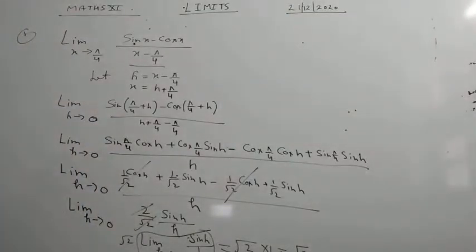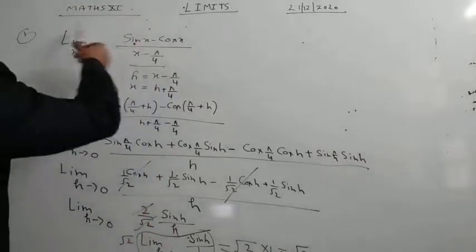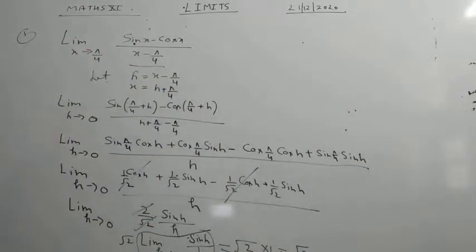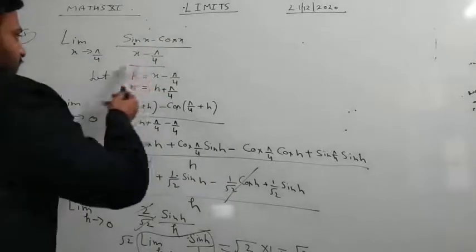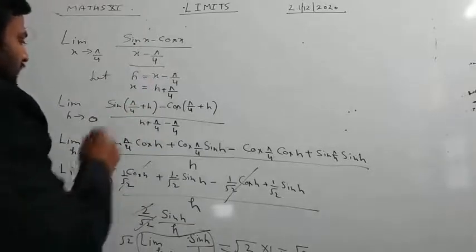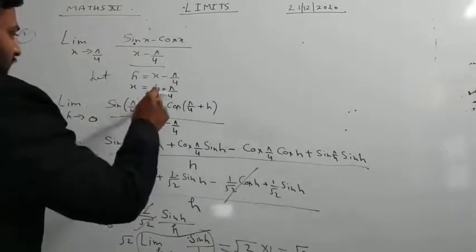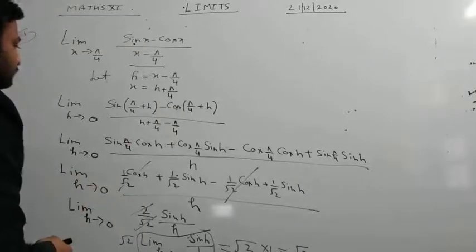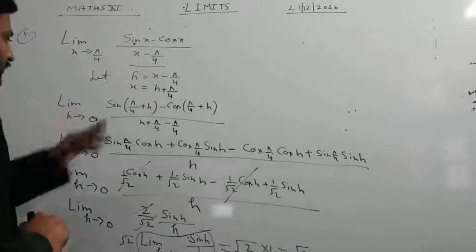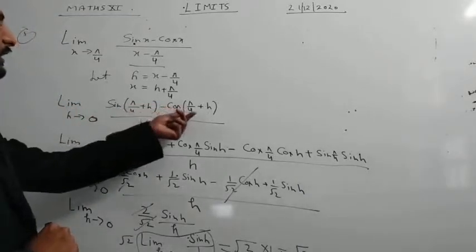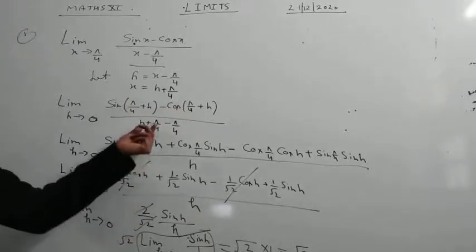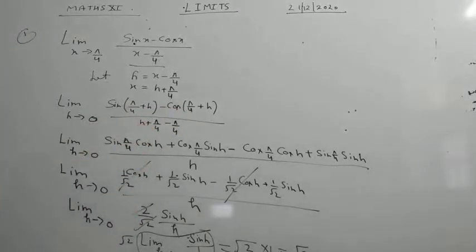I hope you understand. Let's see once again. We have the limit x tends to pi by 4 of (sin x minus cos x) by (x minus pi by 4). So we have supposed that this is our h, students. So x is equal to h plus pi by 4. Now limit h tends to 0, sin (a plus b), and here we can write cos (a plus b), upon h plus pi by 4 minus pi by 4. So it will be reduced from here.